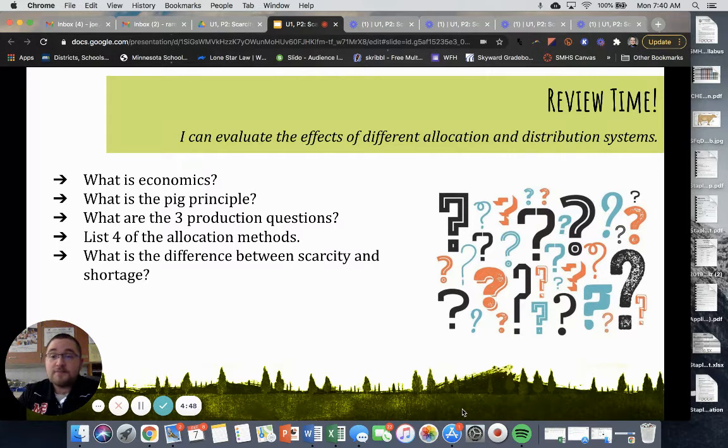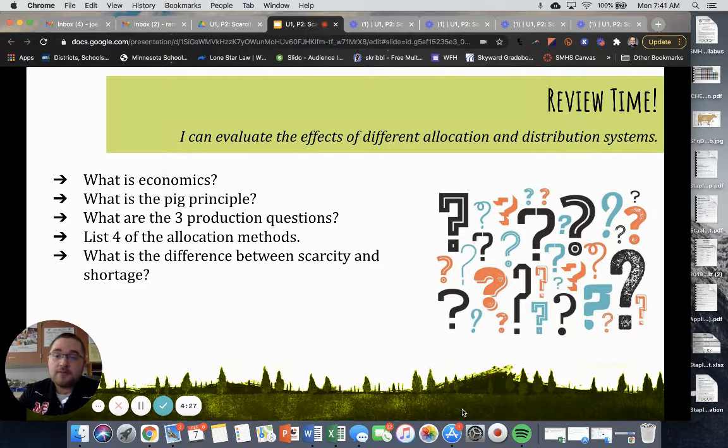So first, what is economics? Economics essentially is the study of how consumers allocate or sacrifice different resources, such as money, given scarce resources in the economy. So how we use our resources when things are scarce.